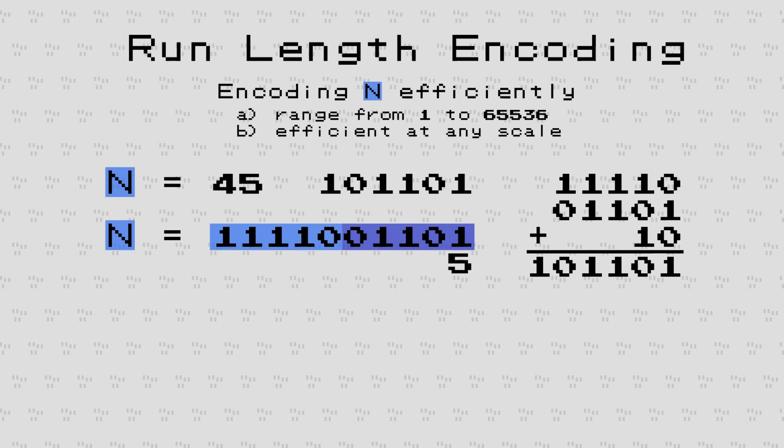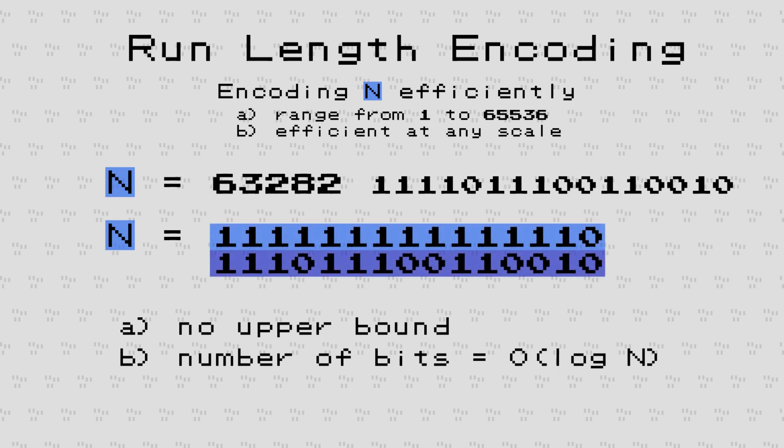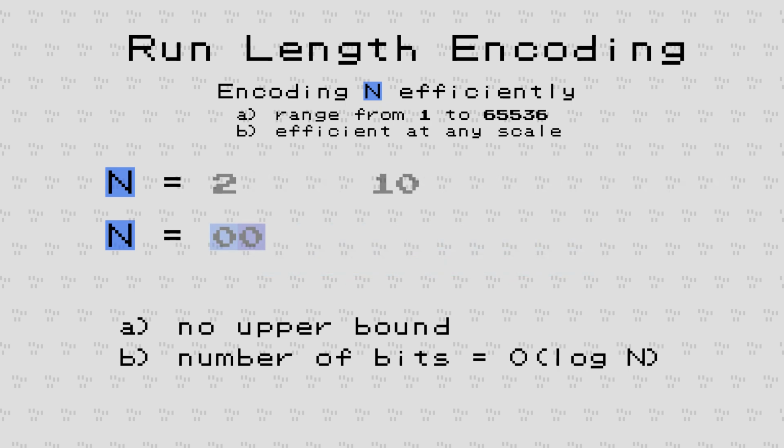Theoretically, this format isn't even limited to 65,536, but in practice we're going to stick with values of n that have 16 or fewer binary digits. The major benefit of using this method is that the number of bits used scales logarithmically with the magnitude of the number, meaning that all numbers are encoded efficiently. Encoding the number 63,282 uses only 30 bits, while storing 2 uses only 2 bits.